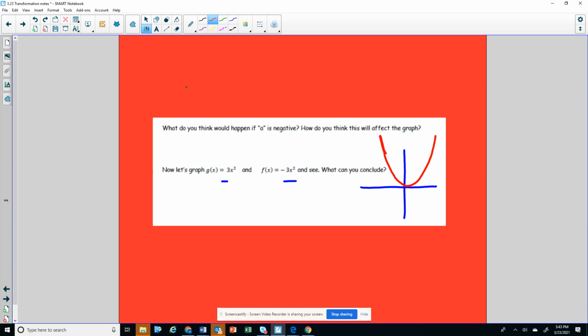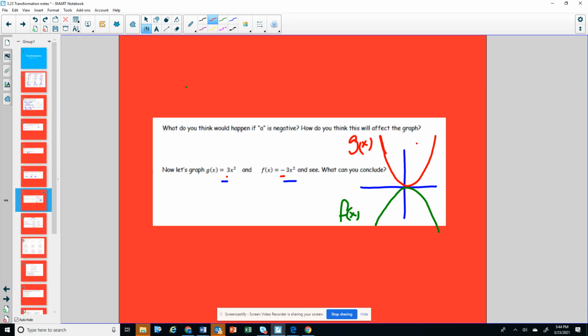Not quite. And then f of x now, because it's at negative 3, it's going to be a reflection of g of x. It could look like this. Okay? So this is f of x. And this is g of x. Okay? So when the coefficient is negative, the graph opens downward, and when it's positive, it opens upward.